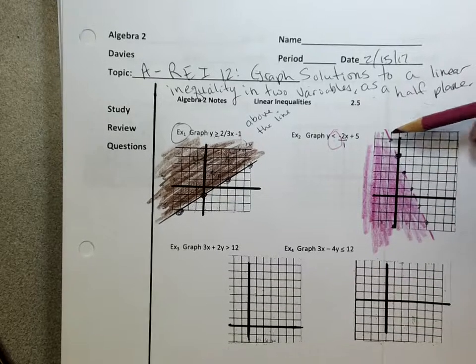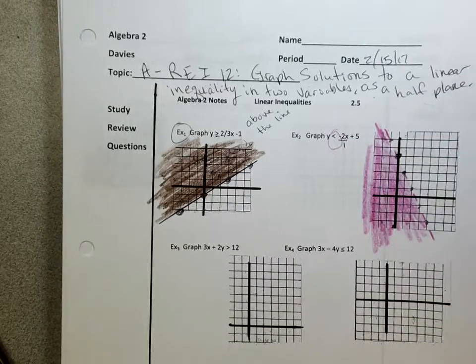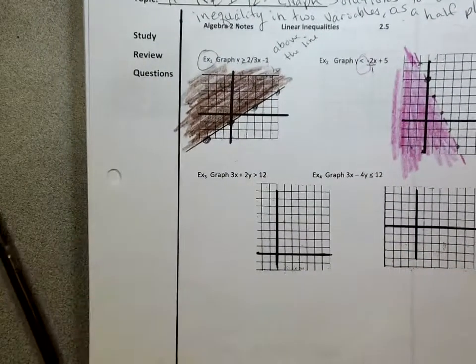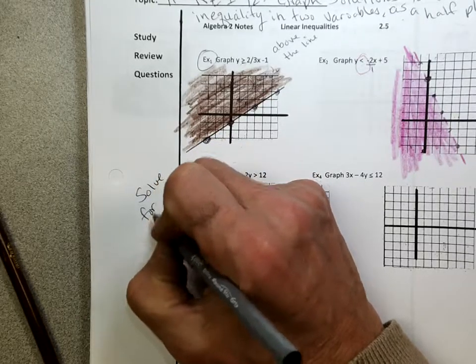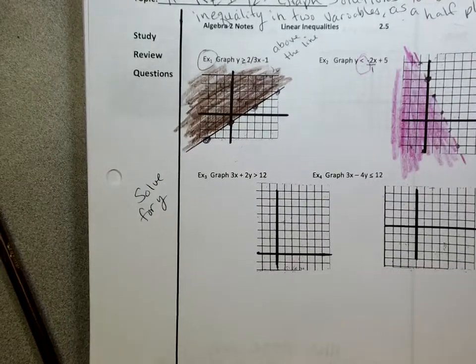It's a lot of points. That's why we shade it. All right, example 3. So in example 3, we just need to solve for y, so that we can end up getting it by itself and graphing it.